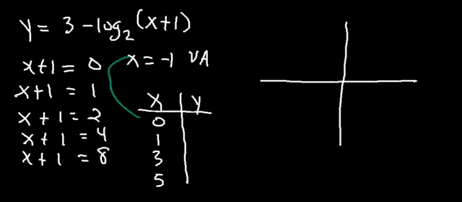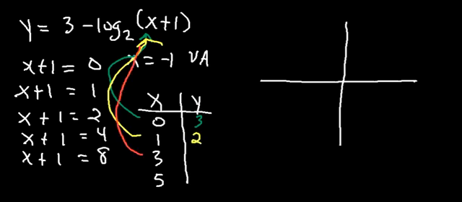So if we plug in 0 for x, 0 plus 1 is 1. Log base 2 of 1, log of 1 is always 0. So 3 minus 0 is just 3. If we plug in 1 for x, 1 plus 1 is 2. Log base 2 of 2, they're the same, they cancel, that's 1. 3 minus 1 is 2.